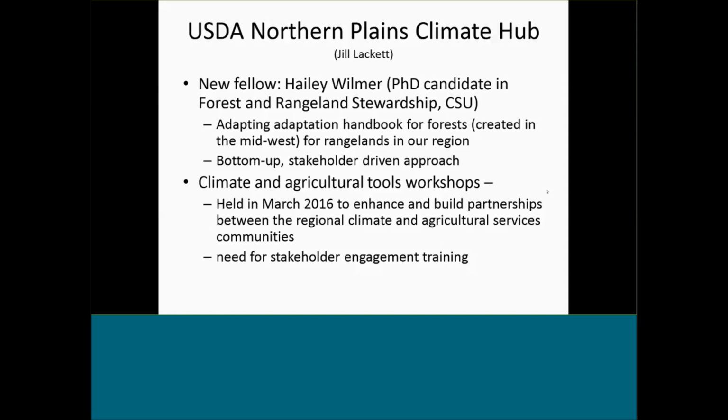They also, earlier this spring, held a series of climate and agricultural tools workshops, and the purpose of these was to enhance and build partnerships between the regional climate and agricultural services communities. They have additional workshops scheduled, and one of the things that Wendy stressed that came out of the first workshop is the need for stakeholder engagement training. A lot of the extension agents she was working with expressed the need to have some training on stakeholder engagement.